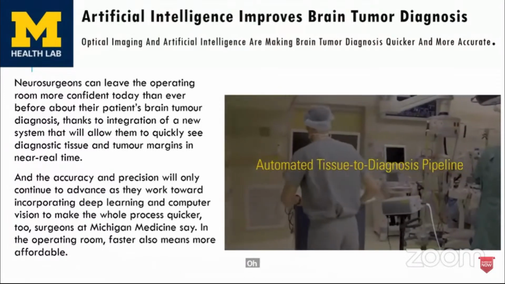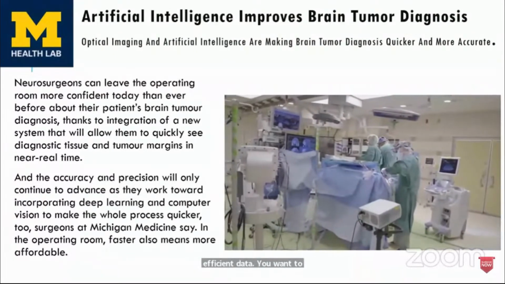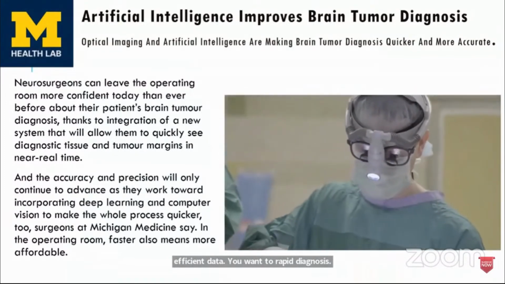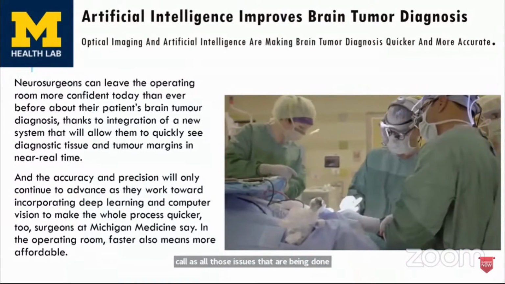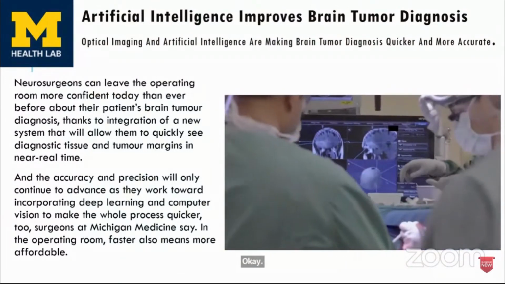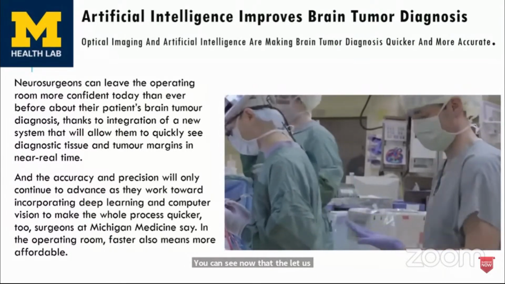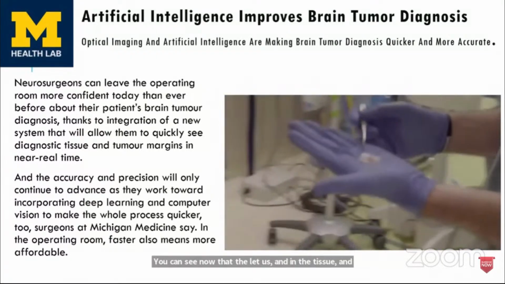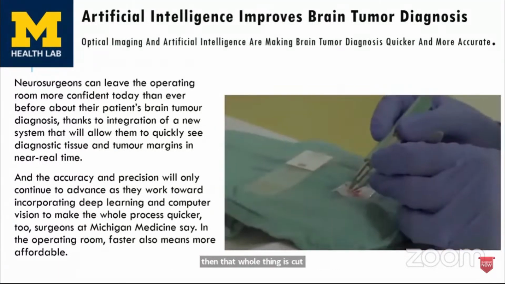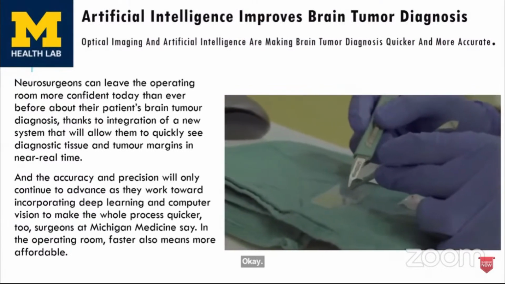In the operation center, you want the rapid diagnosis. All those things are being done. So you can see now that, let us say, we want to take a biopsy, and the chip is on the operation table. We take it from the tissue, and then that whole thing is cut. And we already have the 3D image, and in the operation center itself, the whole thing can be loaded.